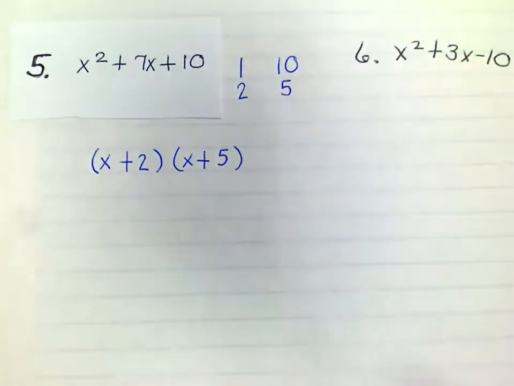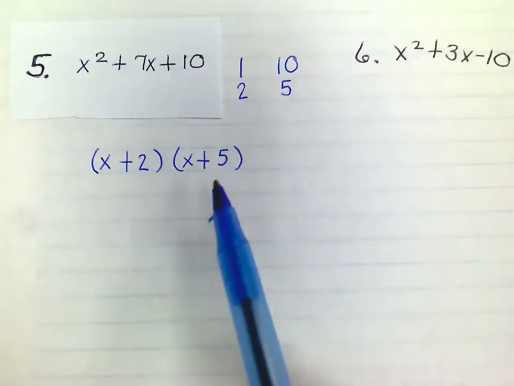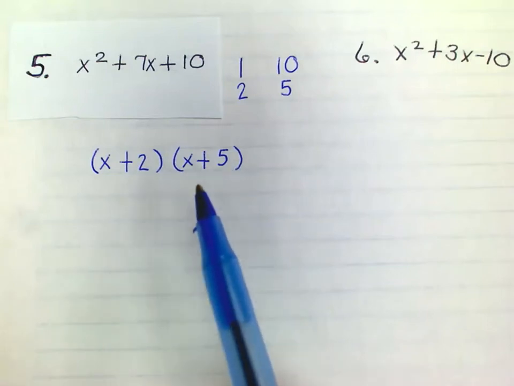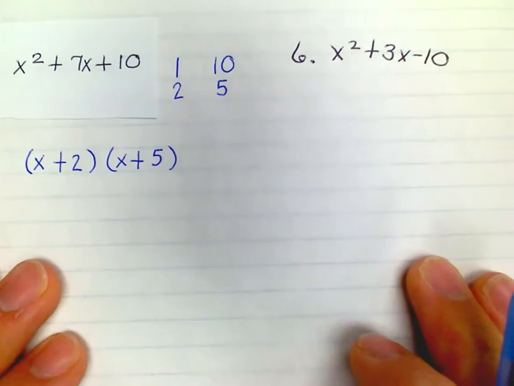Now it's important to note that since these were both positive, it did not matter what order we stuck those in. We could have put the 5 here and the 2 there. It does not matter. Okay, and let's look at number 6.